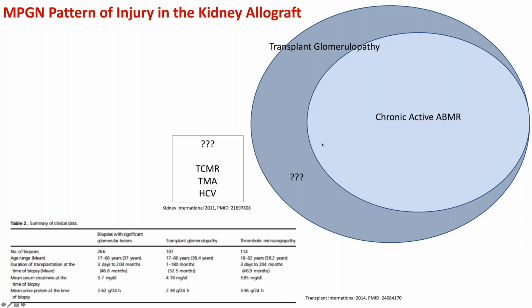So again, let me go over this. Transplant glomerulopathy is a broad umbrella term that simply means double contouring in a transplant kidney. The moment you see double contouring of the glomerular basement membrane in a transplant kidney, the vast majority is going to be chronic active ABMR. If we are not able to identify the antibodies, it is probably our fault that we are not looking at it properly, or the current test that's available is not sufficient to diagnose the antibody.